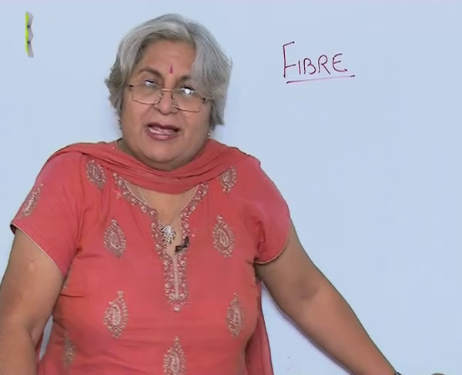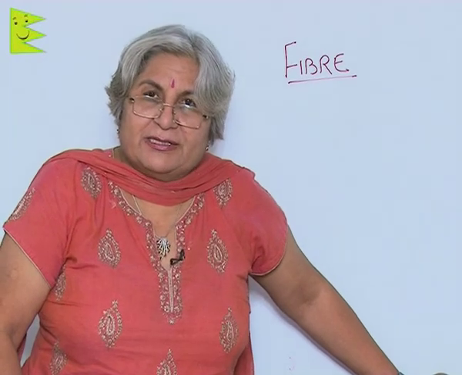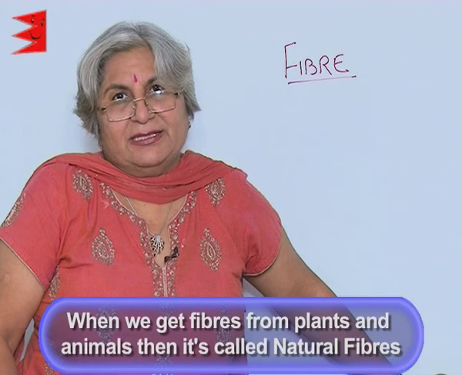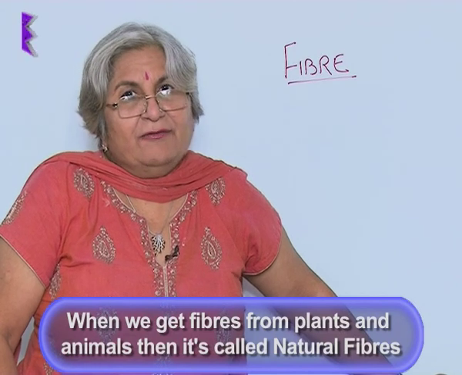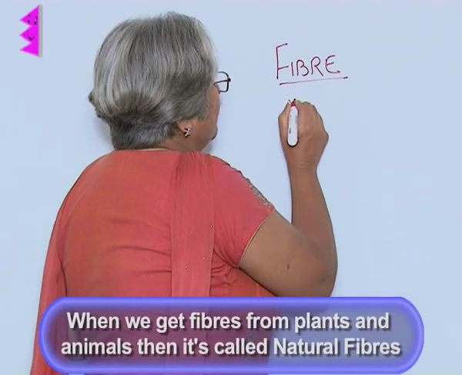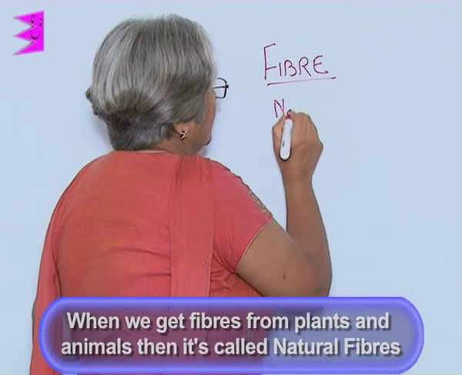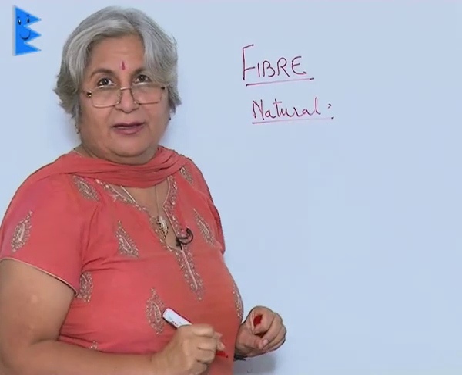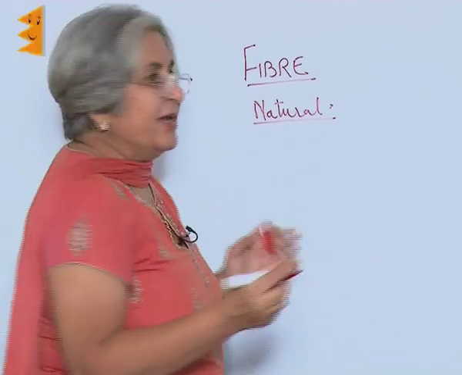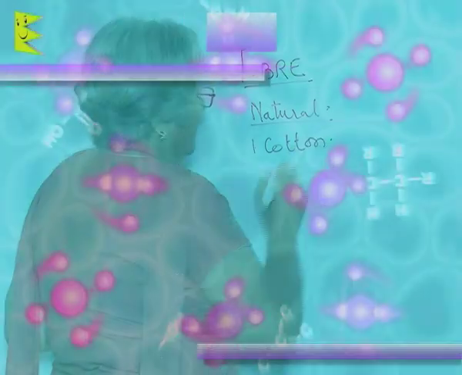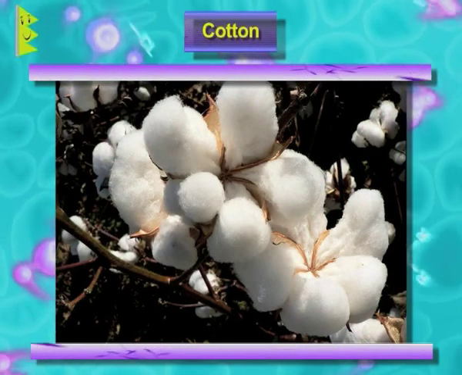Now the question arises, from where do we get fibers? We can get fibers from plants and animals, and when we get fibers from plants and animals, then they are called natural fibers. Now what are the natural fibers? The commonest natural fiber is cotton. Cotton we get from a plant called cotton plant.